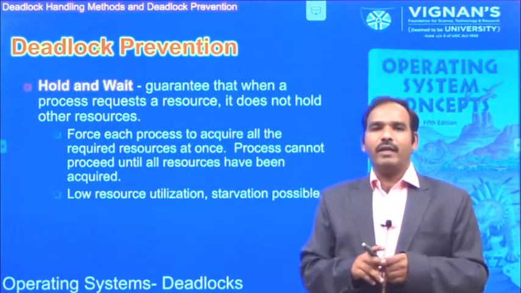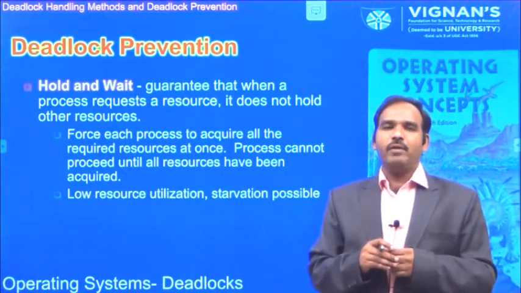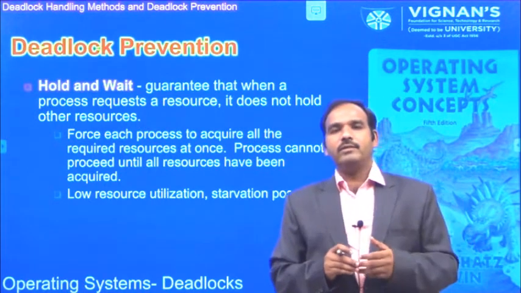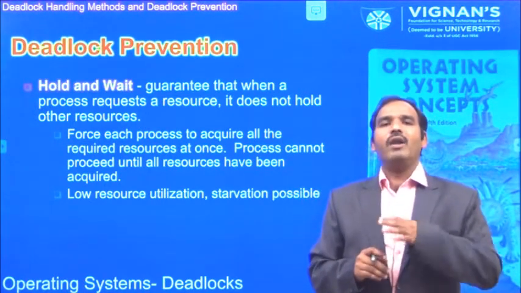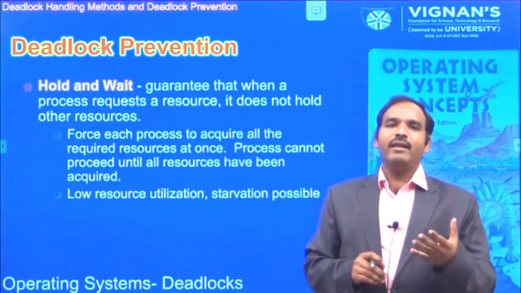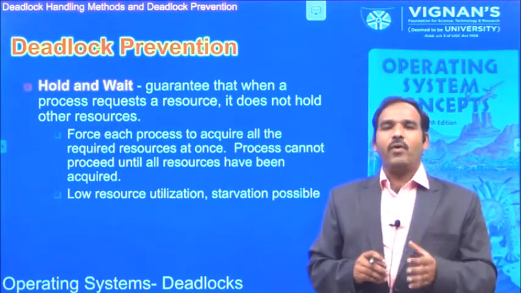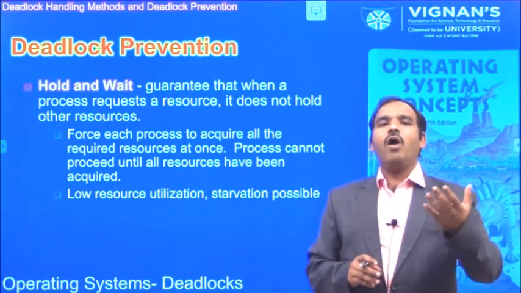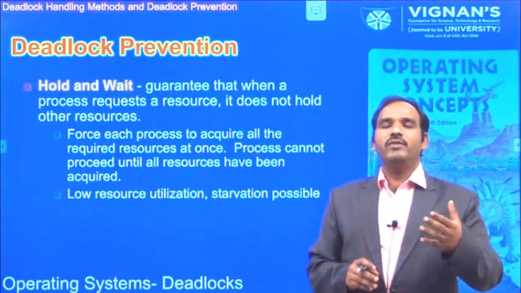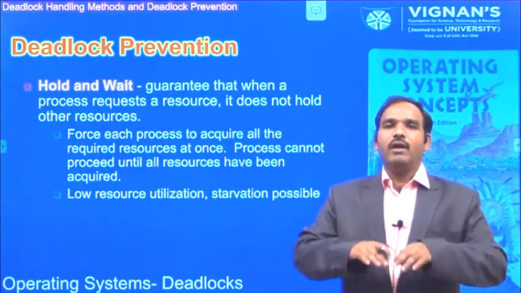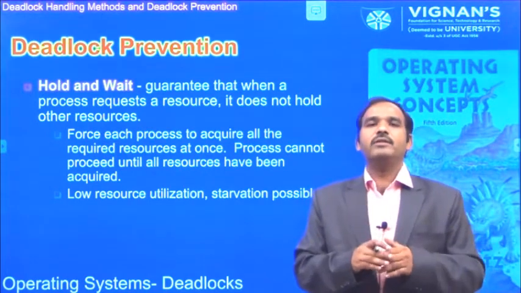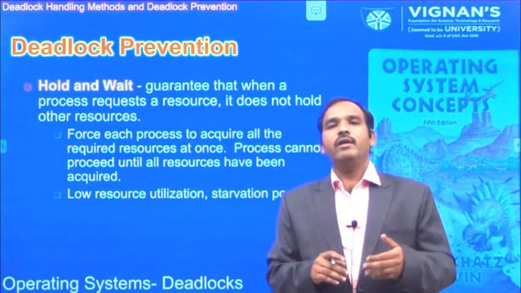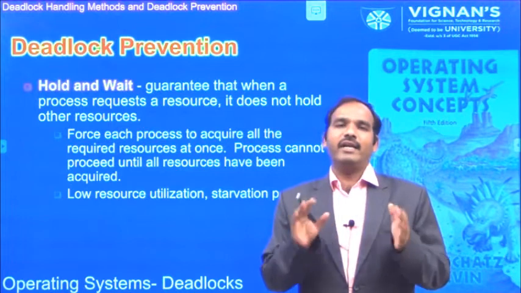The first protocol is, if any process wants to continue its execution, that process must first acquire all required resources and then continue its execution. If any process wants to begin the execution, it must acquire all the resources first. After completion of the execution, the process will release all the resources. This is the first way to eliminate the hold and wait condition.